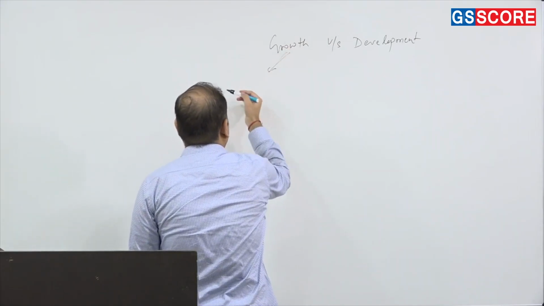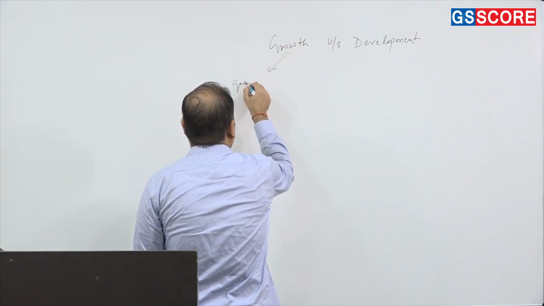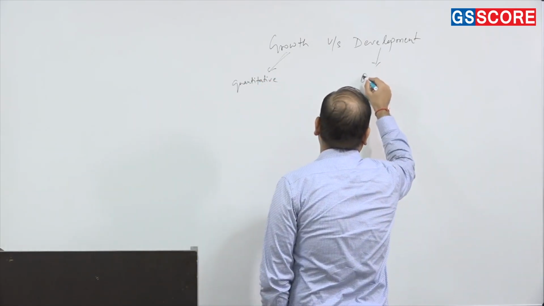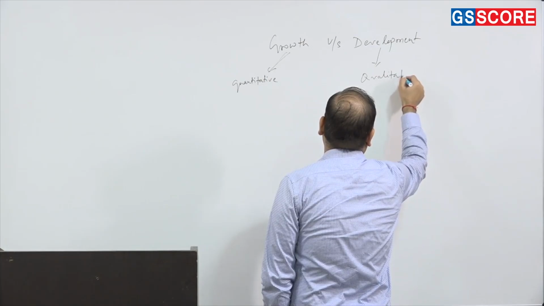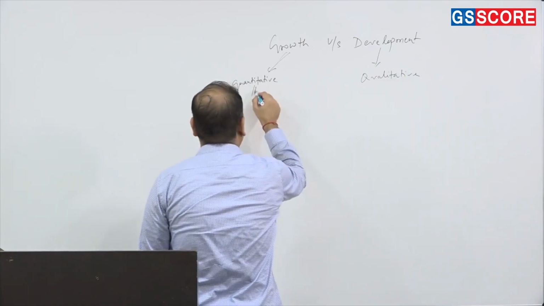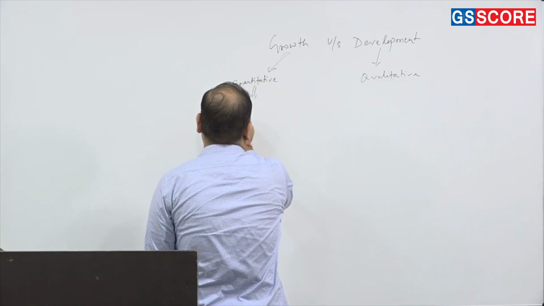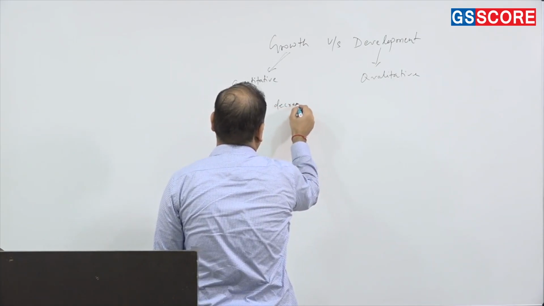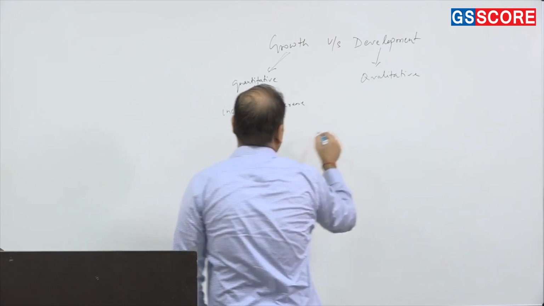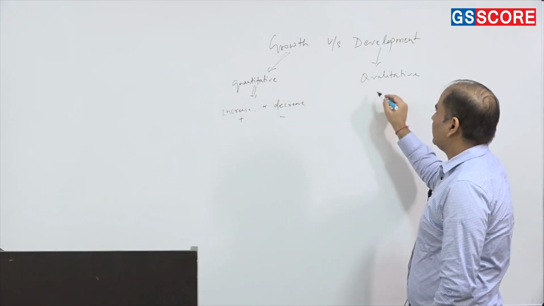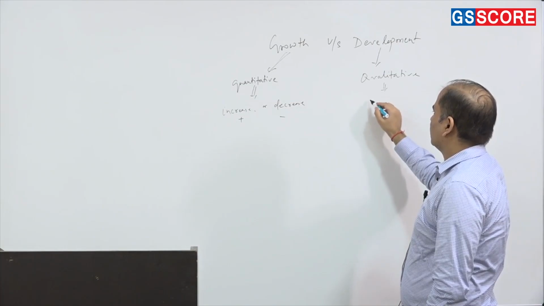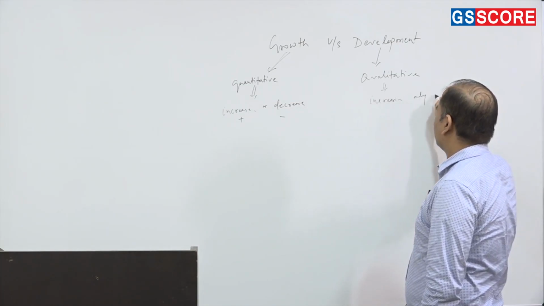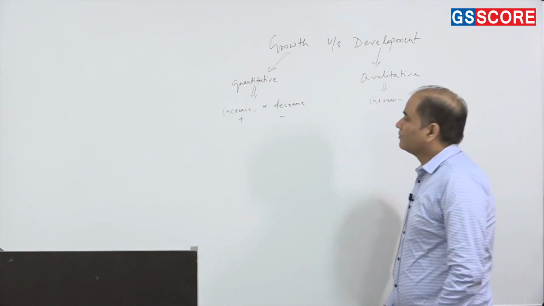So, it is primarily quantitative in nature, this is qualitative in nature. It is quantitative, so it can increase or decrease. So, it can be both positive and negative. Because it is qualitative, it will always be increasing. Only positive changes can happen.